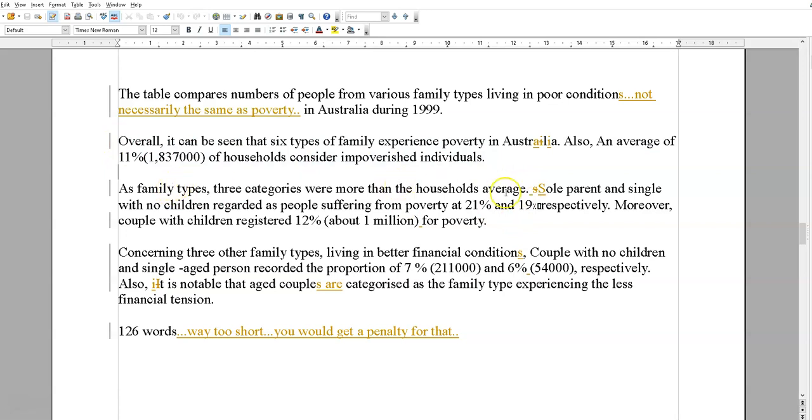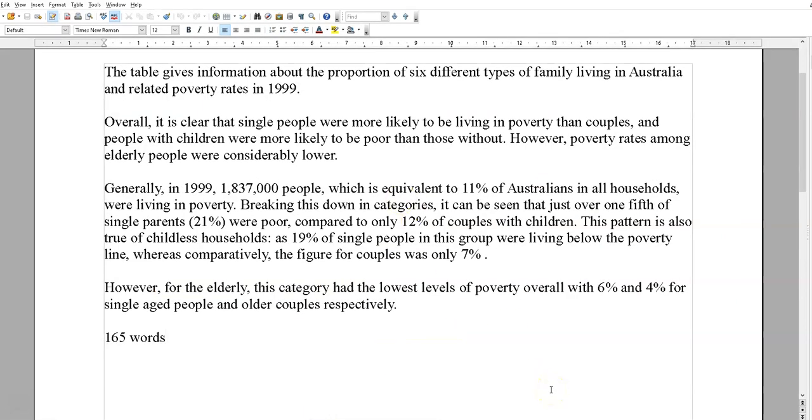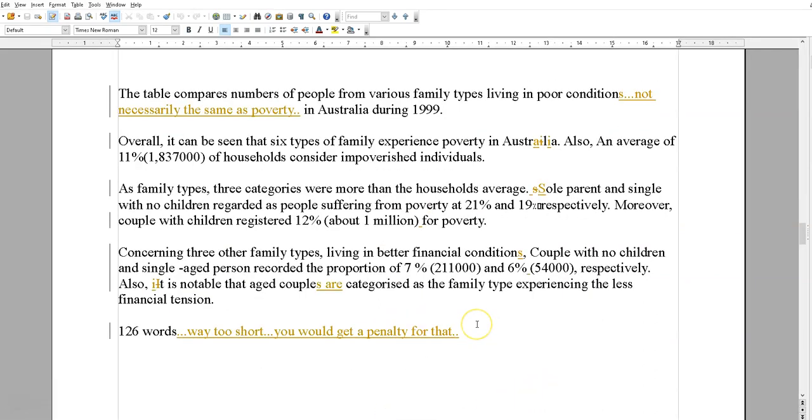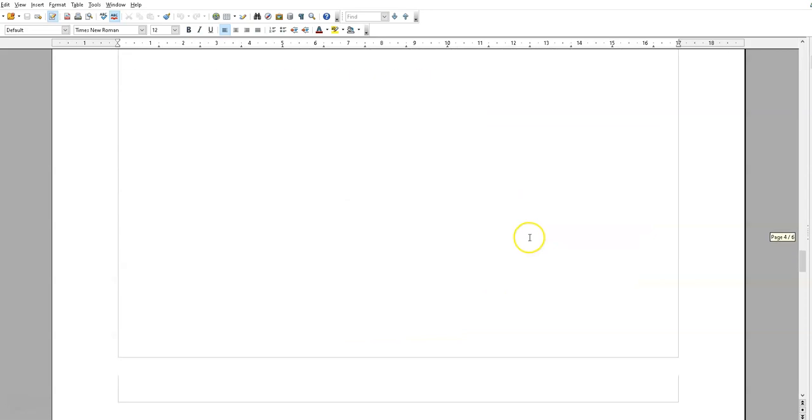Family times, 3 categories more household average, so we're going to 12% respectively, 12 million %, 1 million of poverty. Okay, so this is just a list, really, yeah. It's not directly comparing. It's not making comparisons in the same way that I did here. Don't forget, all these writing tasks do say write 150 words, blah blah blah. Make comparisons where relevant. So I would certainly try and make comparisons if you want to get a higher score. And I think that's it.